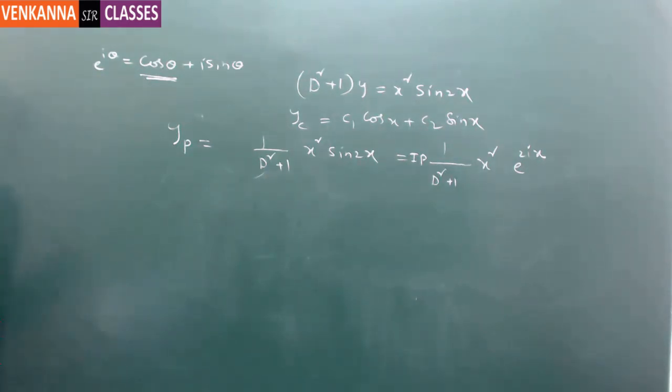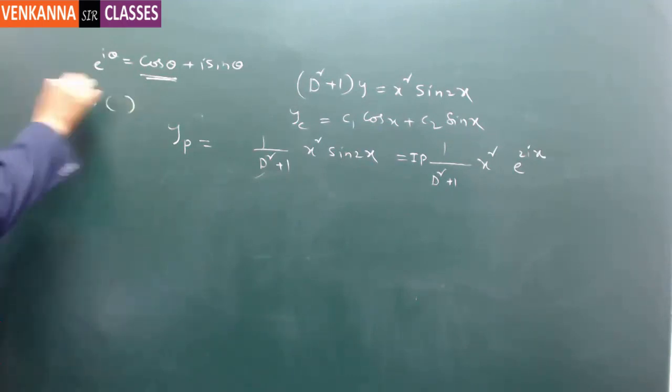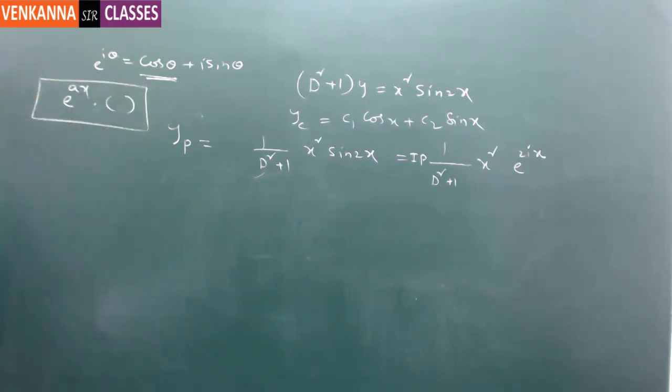So the technique here is we will convert sine 2x in terms of the exponential function so that we are going to make use of the formula e power ax into something. That is why whenever cos function is there, we take real part e power 2ix. If sine 2x is there, we take imaginary part e power 2ix. Okay? Are you getting the logic? Yes or no?